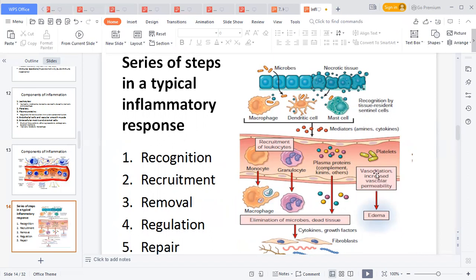So this thing that is here is summarized in vascular responses. Number one, there is vasodilatation and increased vascular permeability, which will lead to stasis, and it can also lead to edema. I mentioned all these things.